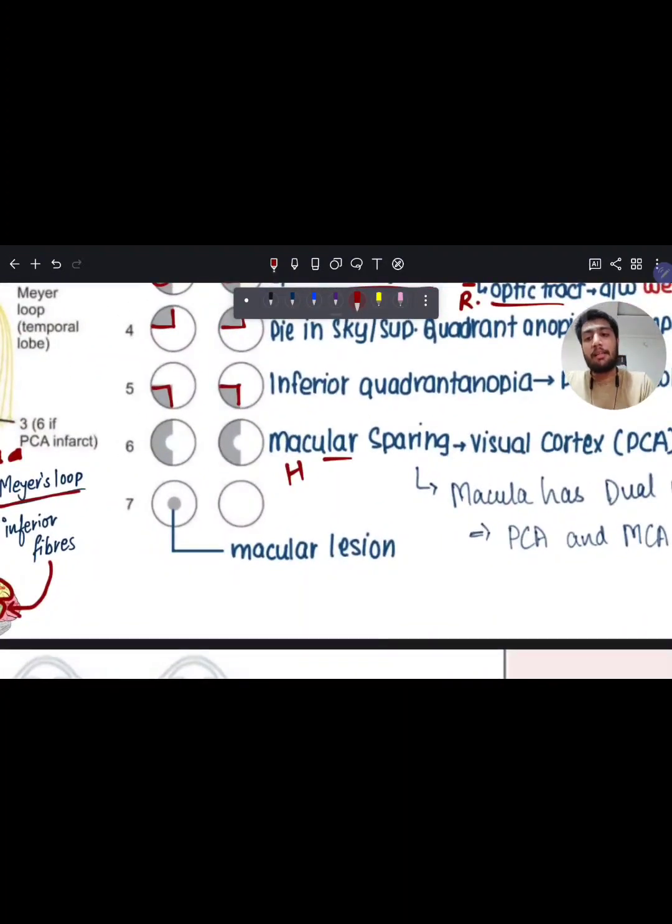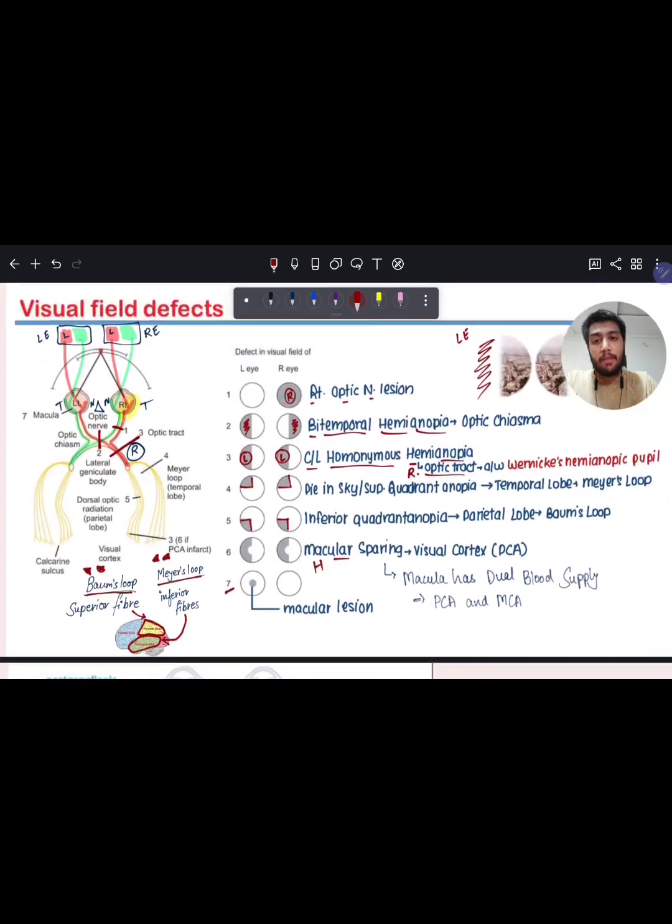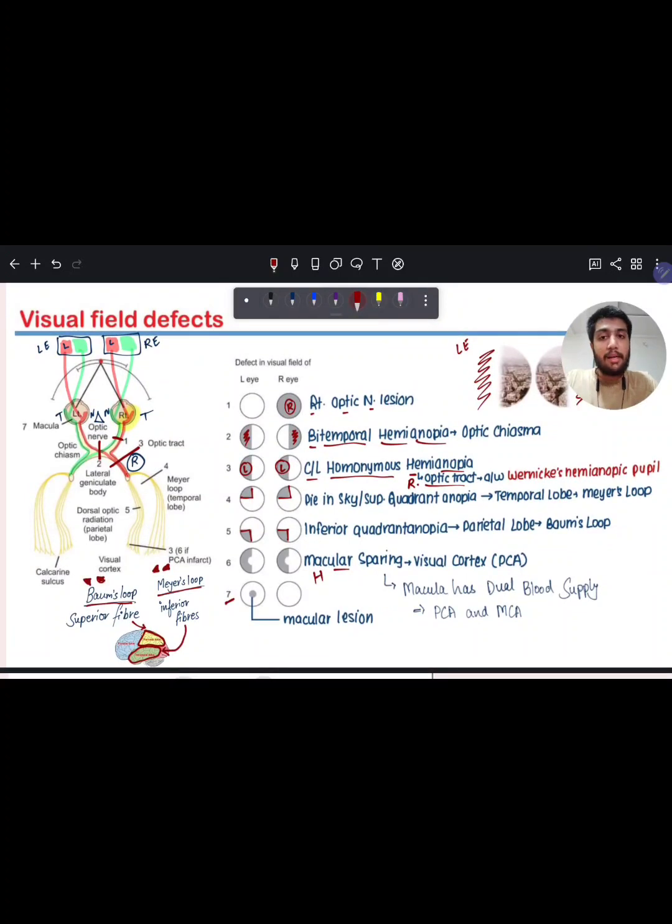So the seventh lesion, if there is an ocular trauma which is directly hitting to the macula, then we are gonna have macular lesion और सिर्फ macula का vision loss होगा. And I hope this way I'm able to cover all the visual field defects in a simpler and easy way.